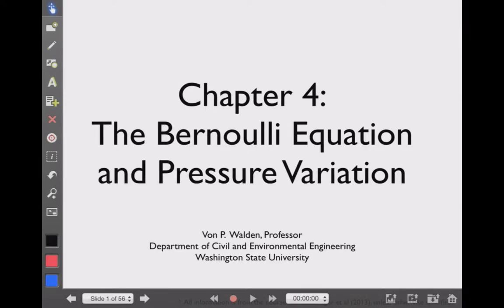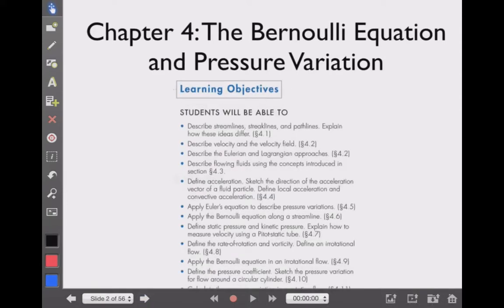All right, let's continue on with Chapter 4, the Bernoulli equation and pressure variation. In this recording, we're going to derive Bernoulli's equation, section 4.6, and we're going to do this along a streamline. We'll derive an equation, and then we'll see that it's a very useful equation. In the next video, we'll talk about 4.7 and apply this for making pressure measurements within flow.